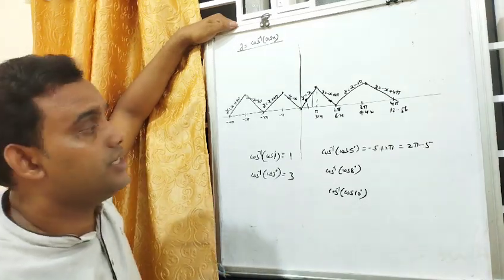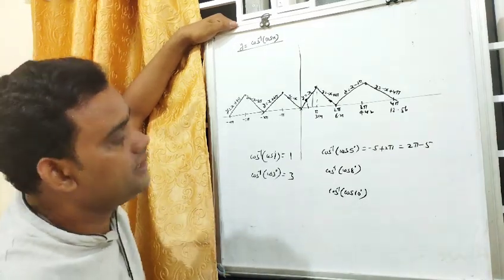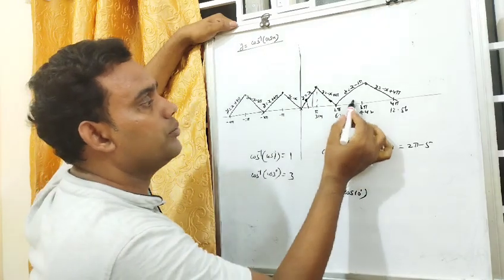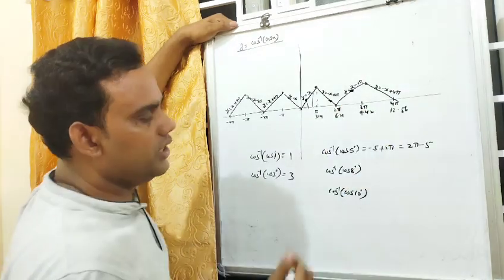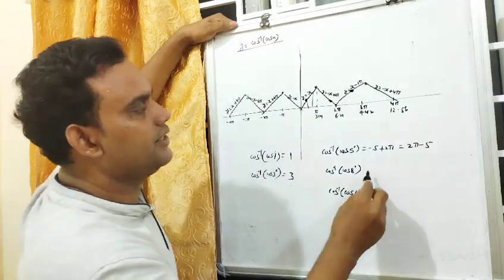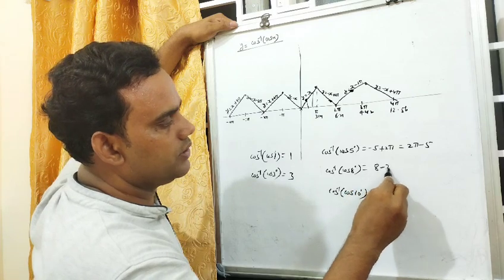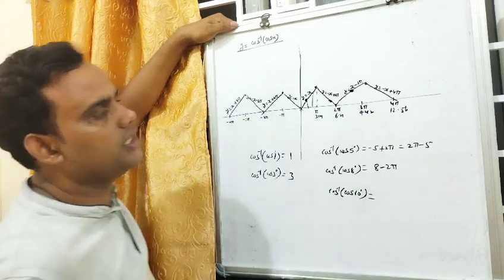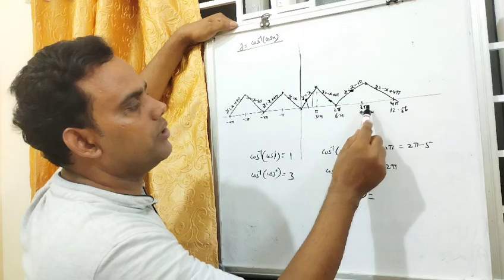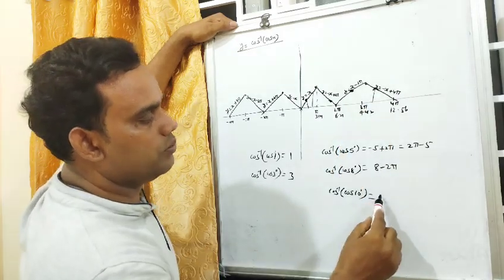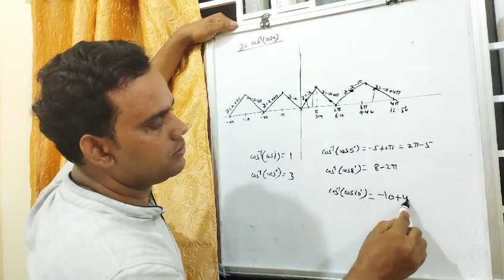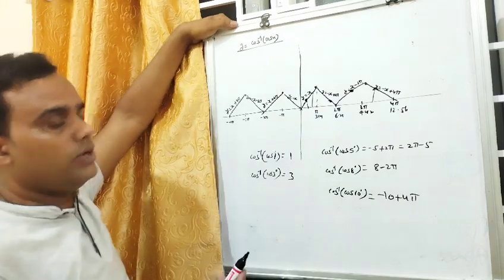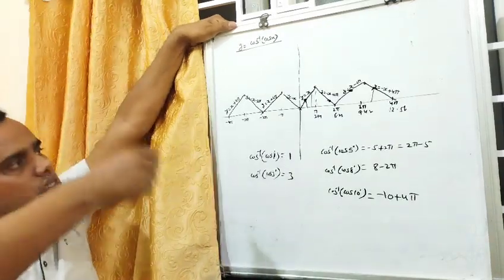Similarly, cos 8 degree is nothing but 8 degree, 9.42, 8 is on this line. So for 8 we write here 8 minus 2 pi. और 10 के लिए क्या करना है, 10 means 9.42 means this line. So minus 10 plus 4 pi. So like this we can do cos inverse x also.